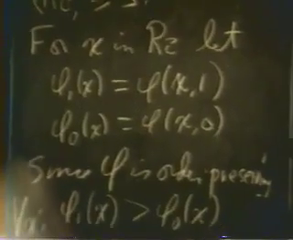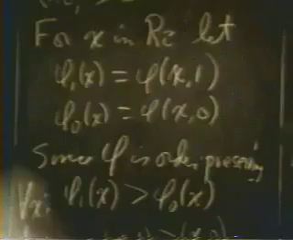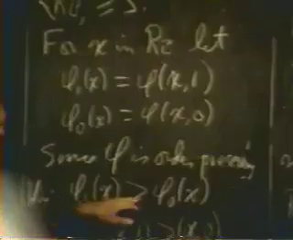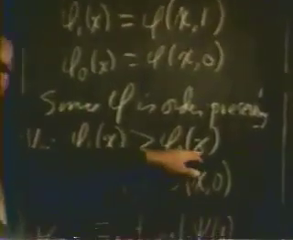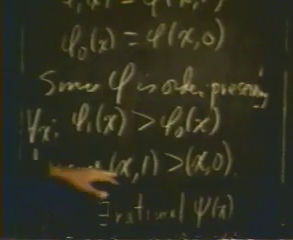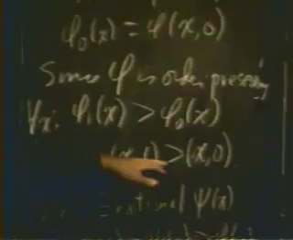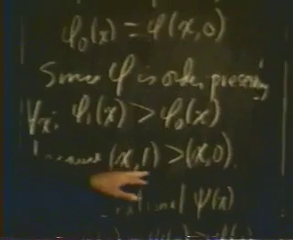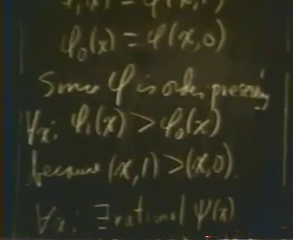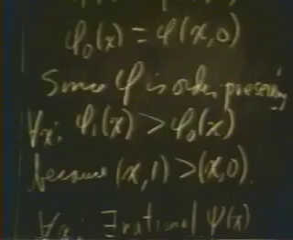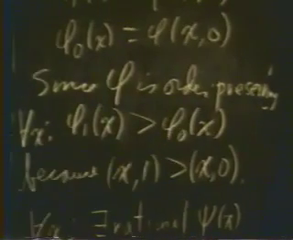Since phi is order preserving, that's by hypothesis of its being an isomorphism, for every x, phi 1 of x is strictly greater than phi sub 0 of x. Why? Because in the lexicographical ordering, the pair x1 is strictly greater than the pair x0. Notice that the first coordinate is the same, and the second coordinate strictly dominates, 1 greater than 0. So we know that phi 1 of x is strictly greater than phi 0 of x for every real number x.